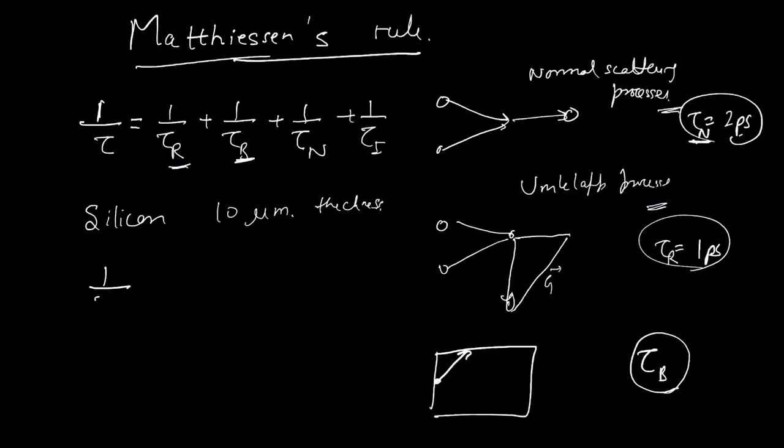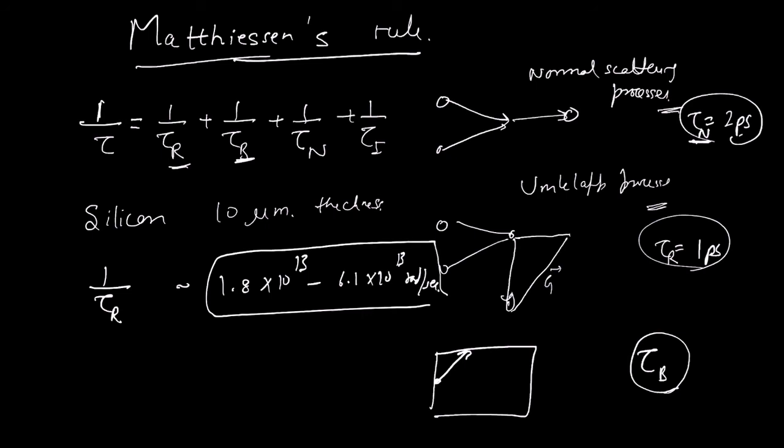So 1 over tau r typically is of the order of, in silicon for this size, somewhere between 1.8 times 10 to the 13 and 6.1 times 10 to the 13 radians per second. If this is the frequency range we are taking, which is a typical phonon frequency, you could convert it to terahertz or meV. So in this range, this 1 over tau r would be the more dominant process. So this is a phonon frequency.